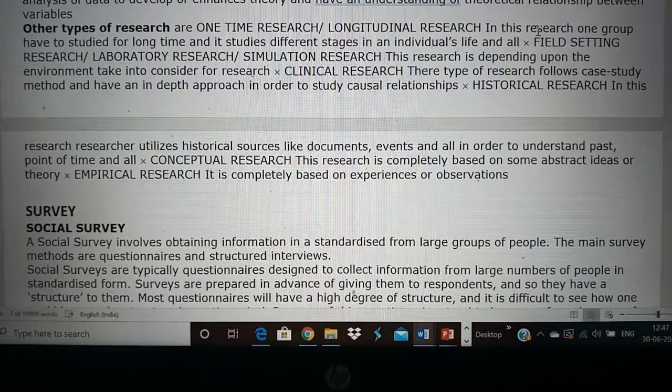Okay, and then field research. Field research is where you do research in the field, like you go to the house of the patient and do research there. Same way, laboratory research is mainly in the laboratory. Simulation means you create situations. That is, it is not a real situation, but you create a situation and then do research in that.